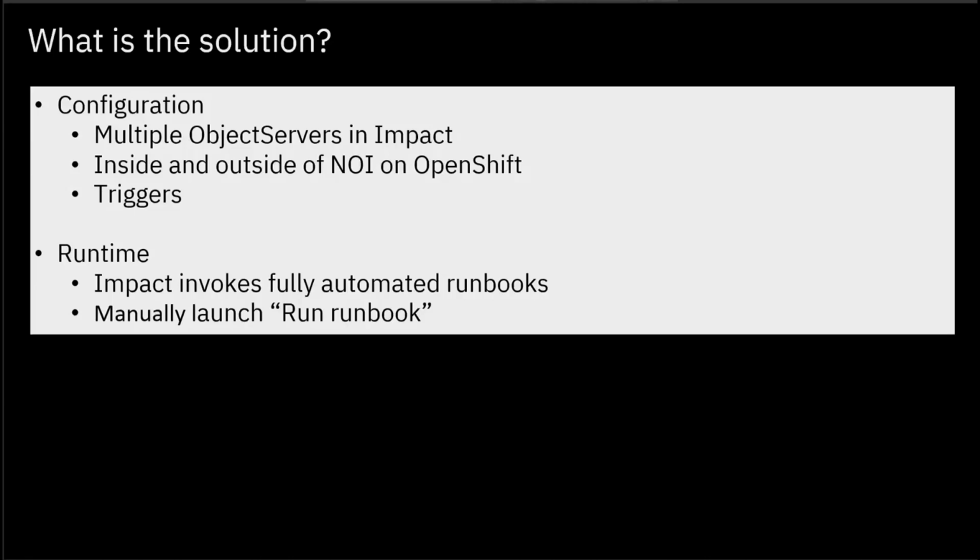And then at runtime, Impact continues to invoke fully automated runbooks, but now not only based on the events from a single object server, but from multiple object servers as defined within the triggers. And still the operators can manually launch the runbook, both from the existing integration in the NOI itself and also from the web UIs of each of the remote additional object servers that have been added.